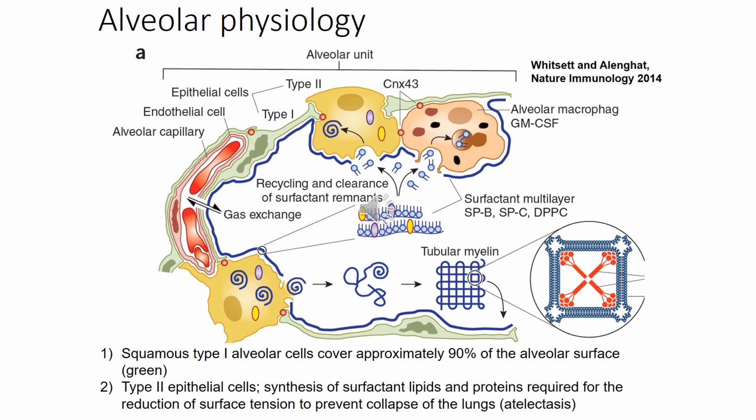So in the respiratory airway, which is the alveole, we find two distinct types of epithelial cells. The type 1 epithelial cells, through which the gas exchange occurs. The type 2 epithelial cells, which was mentioned before, produce surfactant. And here is also a picture of the surfactant. It has a very particular three-dimensional structure. And the squamous type 1 alveolar cells cover approximately 90% of the alveolar surface.